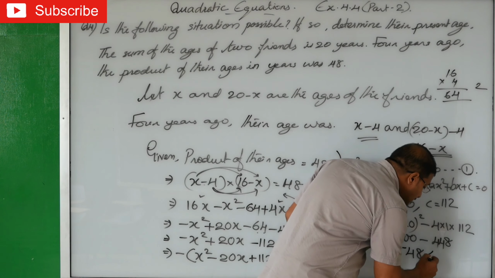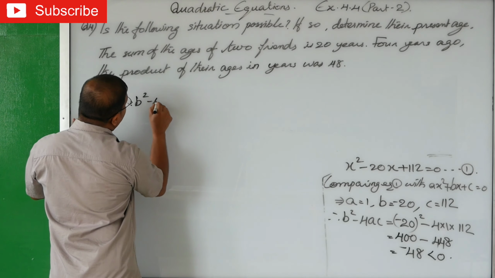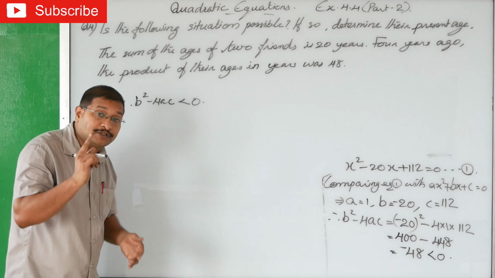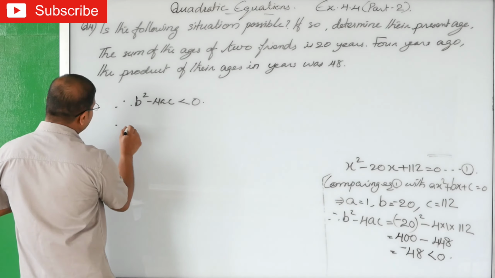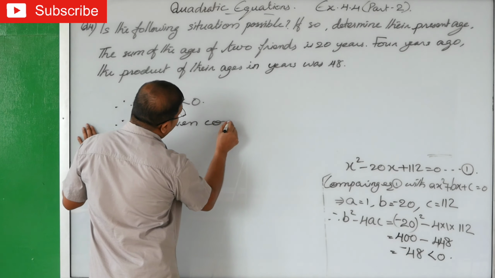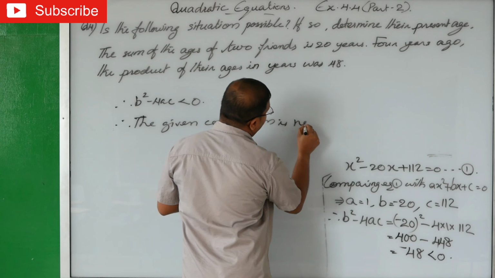That means it is less than 0. Therefore, b square minus 4ac is less than 0. Less than 0 means what will you write? It does not have any real roots, isn't it? Therefore, the given condition is not possible.